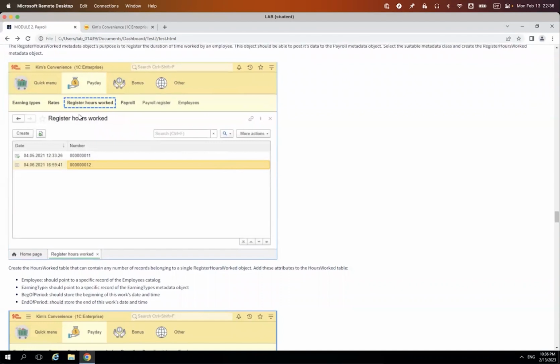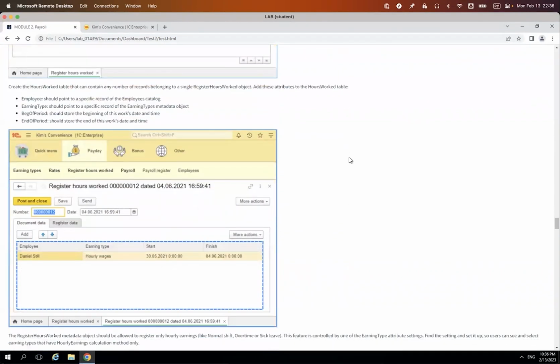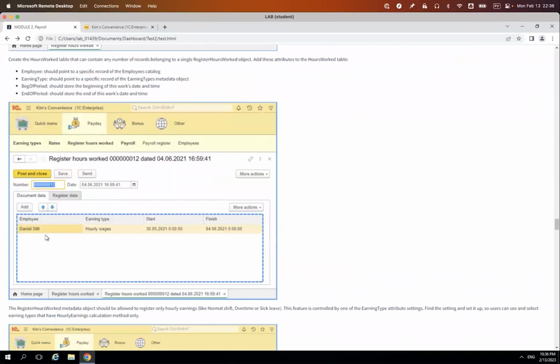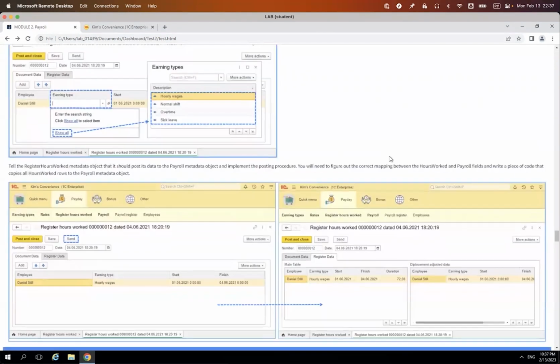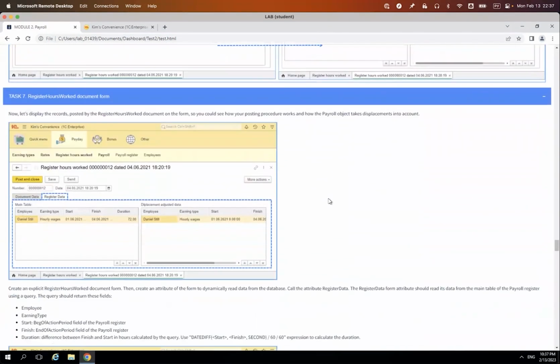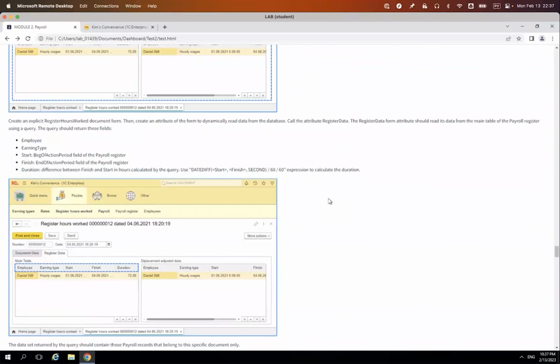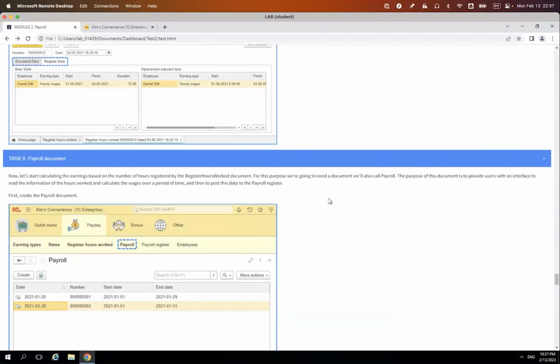So we need a document that registers how much time each employee worked, and this is what it should look like. So the name of employee, the earning type, the start of the work and the finish of the work. Yeah, okay, you will figure it out yourself, hopefully. So this is the work with the document form, again, quite simple. And this is the second document from these 2 I just talked about.